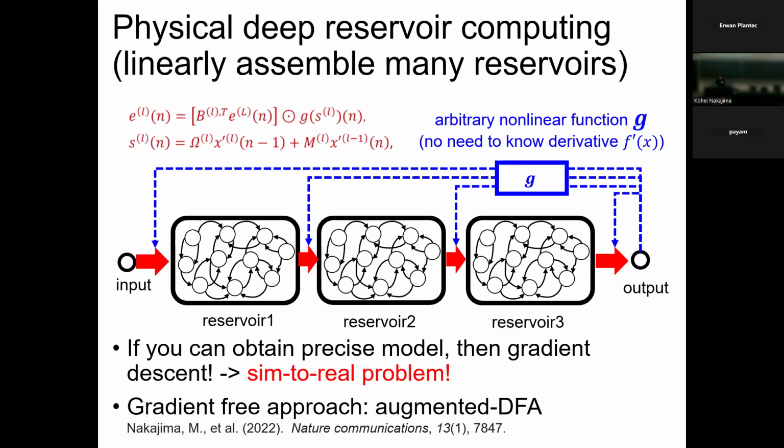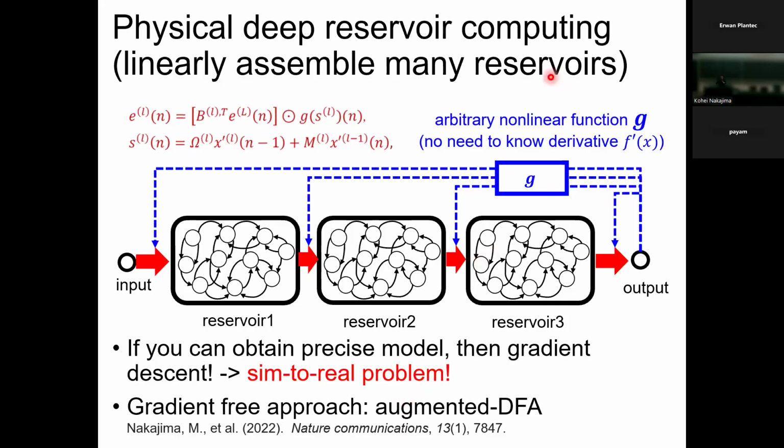And recently we proposed a gradient-free approach, which is called augmented direct feedback alignment. This approach does not require the gradient, so we don't need any precise modeling of the physical reservoir. But unfortunately, right now, we are still working on understanding why. So we found that this works.